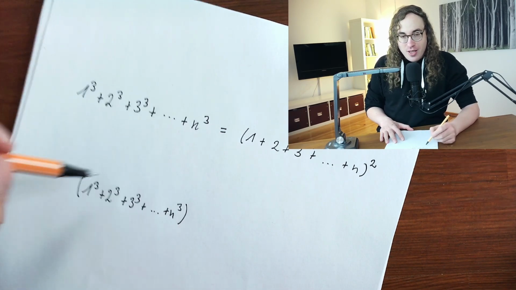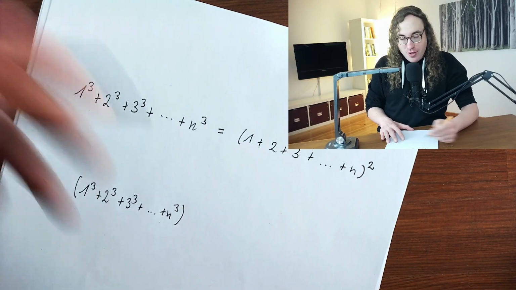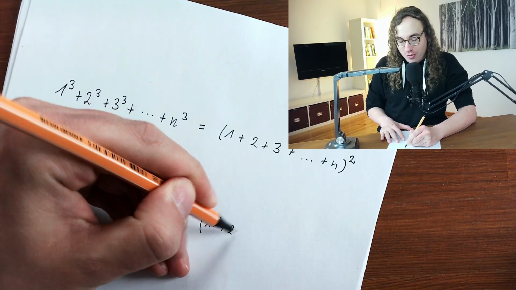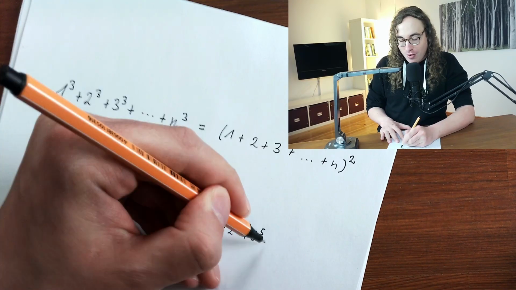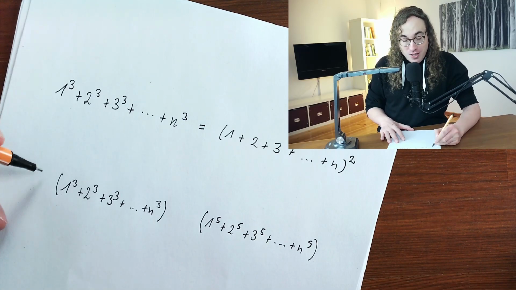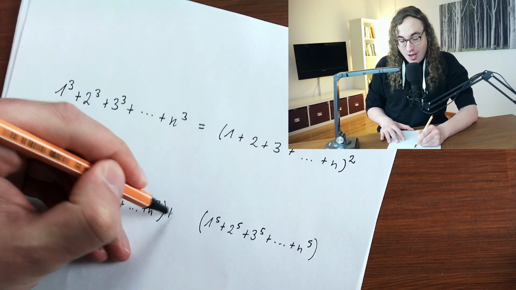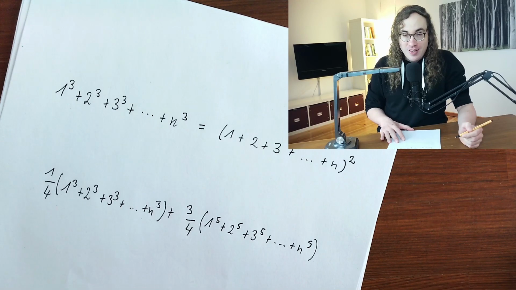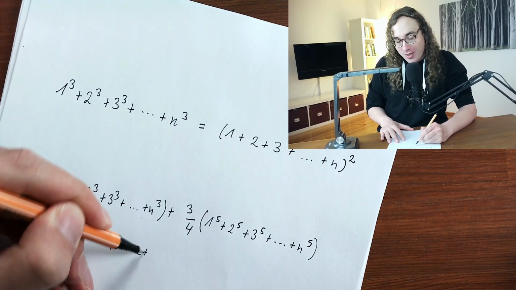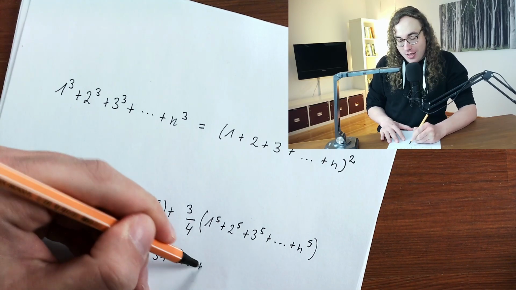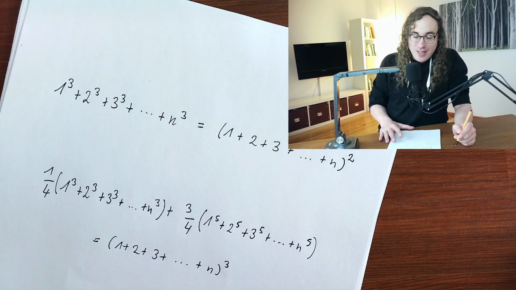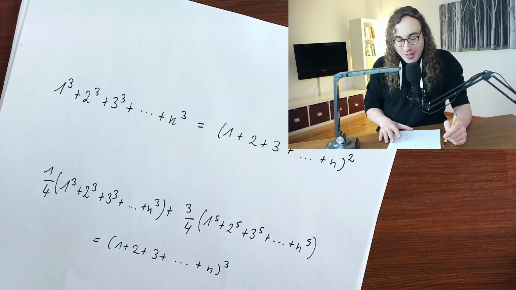Now that's an interesting thing. What if I do the same thing with fifth powers? So what about 1 to the fifth, plus 2 to the fifth, plus 3 to the fifth, and so on, till n to the fifth. Now the fun thing is, if I take just 1/4 of this, and 3/4 of this, that's the same thing as 1 plus 2 plus 3, and so on, till n, this time cubed. So there you go, another identity of such a type.